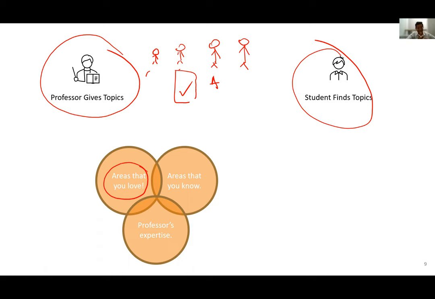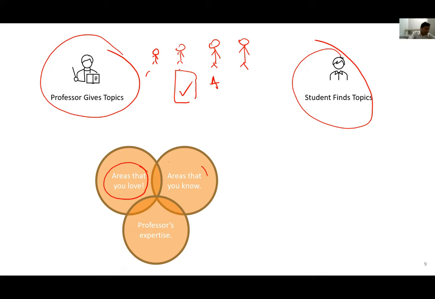I think I like it. I liked it during my undergraduate time also. I like it even now. Although it's not my main field of interest, I like it. So, for no reason, you may like some areas or you may not like some areas. These are the things that are there in your mind.